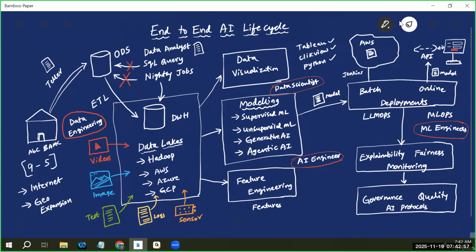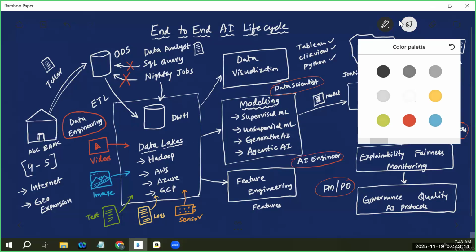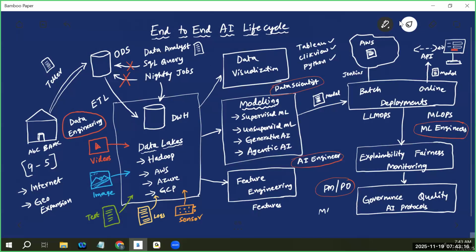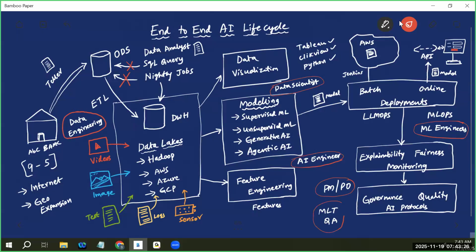Typically, this is another role. So here we have two roles. The governance piece will be taken care by the product manager or product owner, right? So this is one role, business analyst, product manager, product owner, and the quality part will be taken care by ML testers, MLTs we call them, or QA engineers. Depending upon the company, there are multiple roles, but this is the set of roles which are linked here.